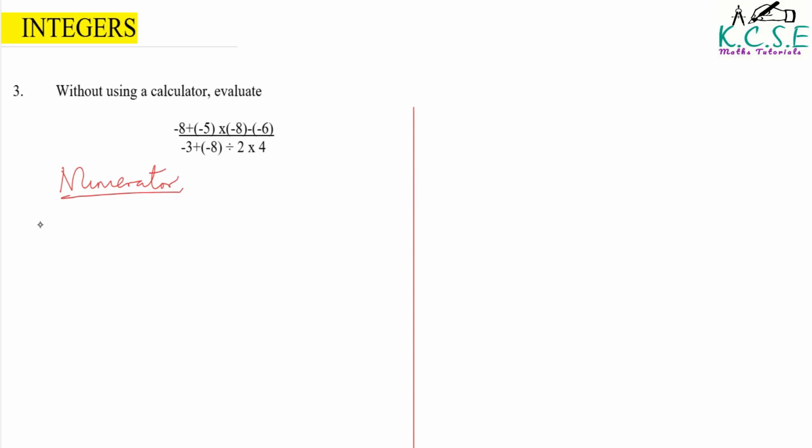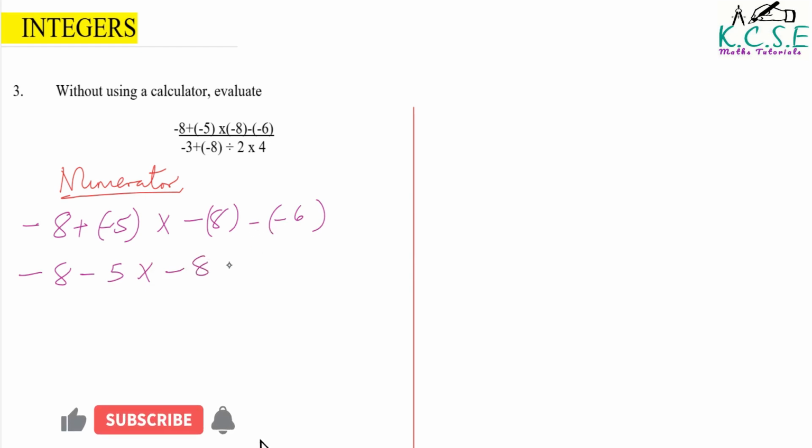The numerator, we have negative 8 plus negative 5 multiplied by negative 8, subtract negative 6. So the first thing is to remove the brackets of negative 8. When you open this bracket, a positive and a negative gives negative 5 multiplied by, this is negative 8. The negative multiplied by negative, here we get positive.